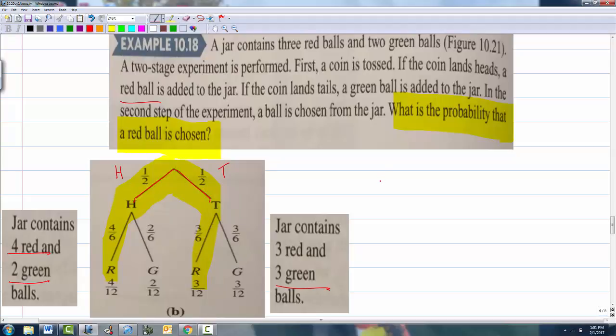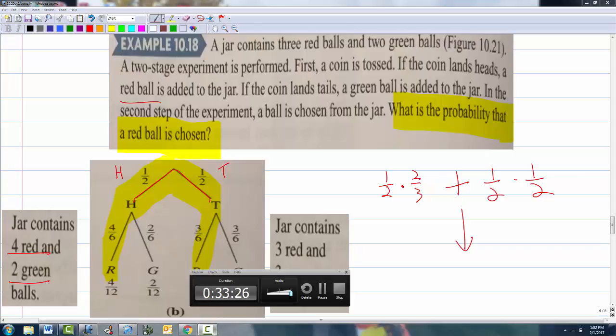So this probability is 1/2 times, we should reduce 4/6 to 2/3, or 1/2 times 1/2, which is what 3/6 is. And then it's the sum of those two probabilities that ends up being the probability of getting a red ball. So before this even happens, this is the probability of flipping a coin, adding balls to the jar, then getting a red ball after that. Just like the volleyball example. Okay?